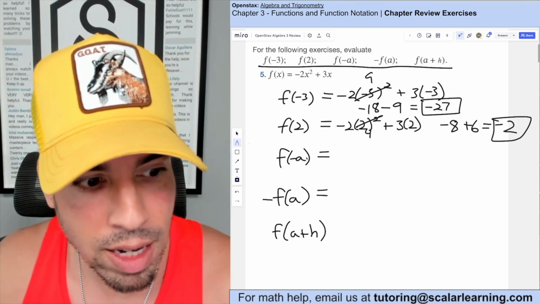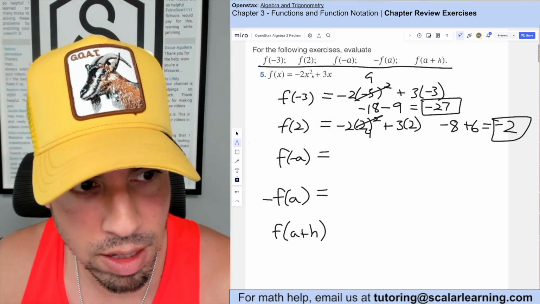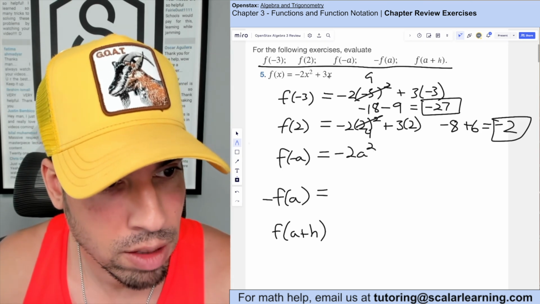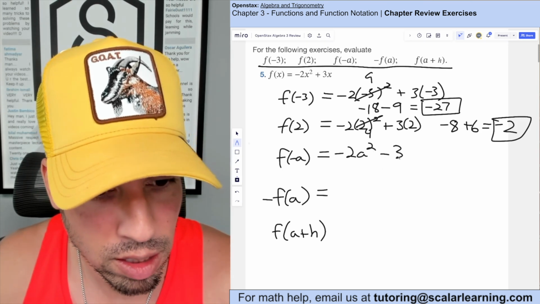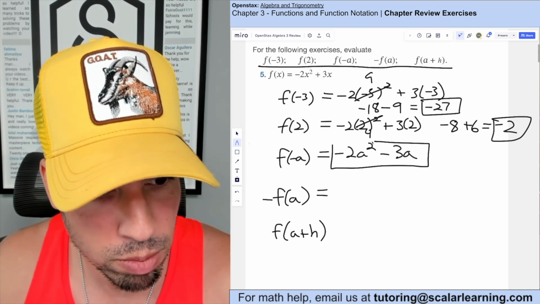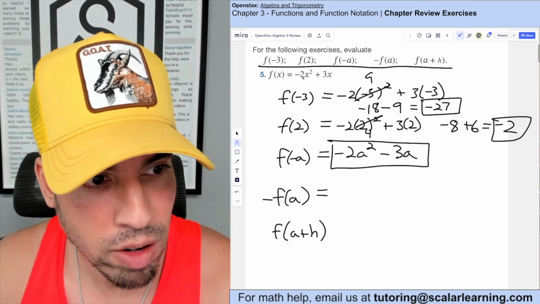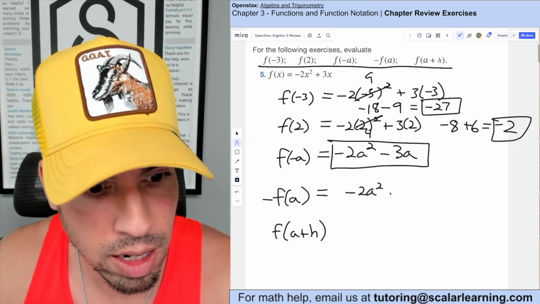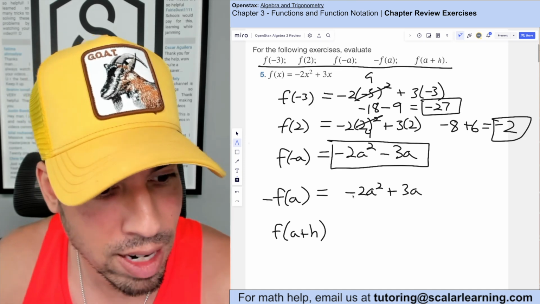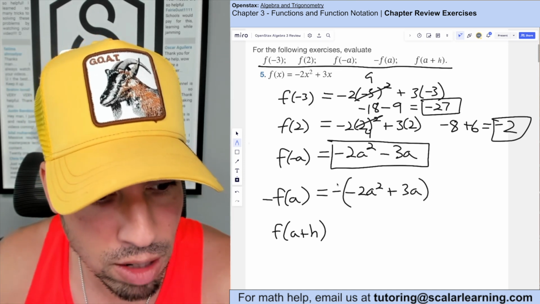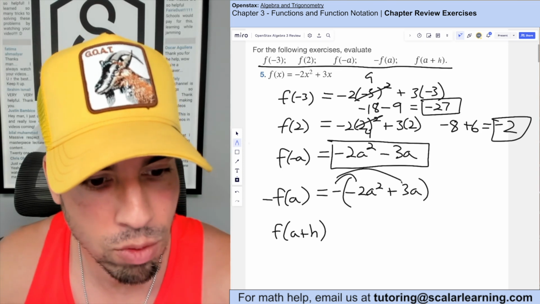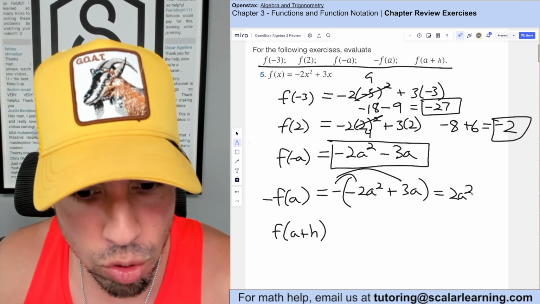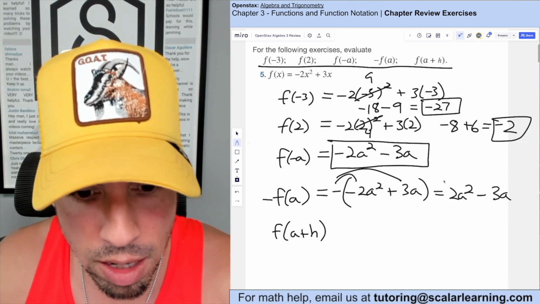Boom, done. Negative a, we're literally replacing the x with negative a. Negative a squared is just a squared. Negative a times 3 is negative 3a. That's it. Plug and chug. Boom, done. Now this one is plugging in regular a. So I'm literally just replacing all of my instances of x with a, and we get this. But then we're negating the entire function. So we throw a negative on the outside, which is kind of like distributing that negative, or negative 1, if you want to think about it like that. And then we get positive 2a squared minus 3a. Boom, done.